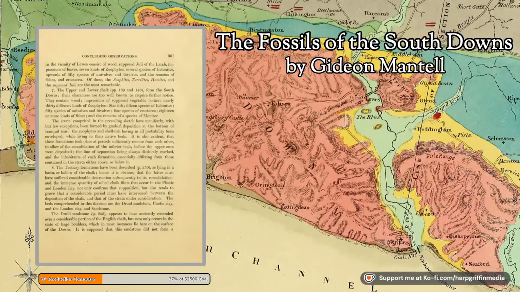8. The tertiary formations have been described, page 250, as lying in a basin or hollow of the chalk. Hence it is obvious that the latter must have suffered considerable destruction subsequently to its consolidation, and the immense quantity of rolled chalk flints that occur in the plastic and London clay not only confirms that supposition, but also tends to prove that a considerable period must have intervened between the deposition of the chalk and that of the strata under consideration. The beds comprehended in this division are the Druid sandstone, plastic clay, and the London clay and sandstone.